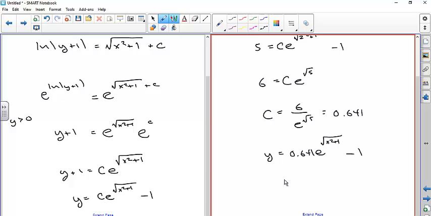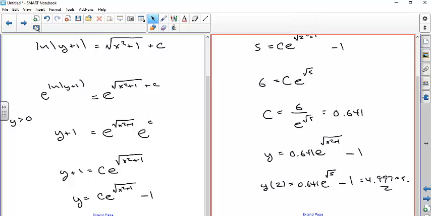And let's just double check. So we're going to try y of 2 should be equal to 5. So I get 0.641 e to the square root of, 2 squared is 4, plus 1 is 5, minus 1. 0.641 times e to the square root of 5, minus 1. And I get 4.997, so approximately 5. So that looks like it's the right answer.